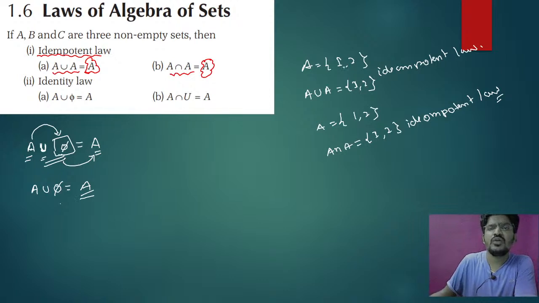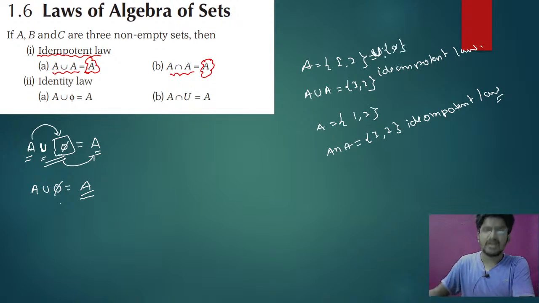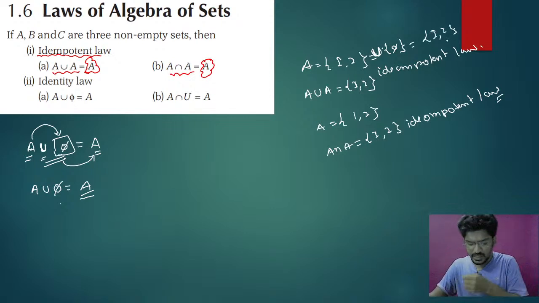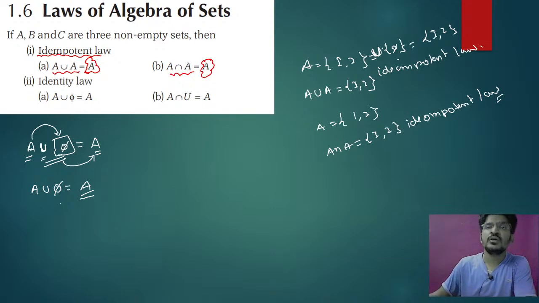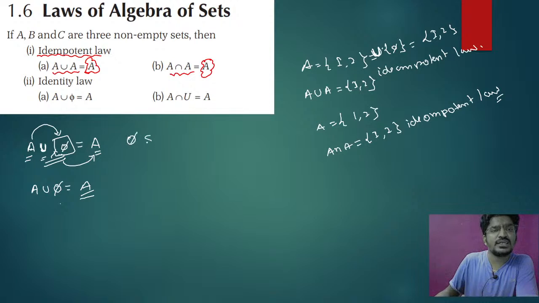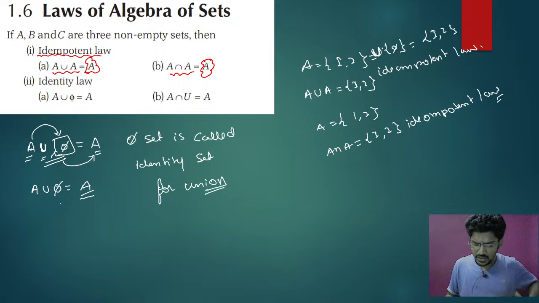So if I write A union with empty set, I will get again A. For example, you have here A, you take union with empty set. That's why it again becomes {1, 2}. Clear? So that means here empty set is called identity set for union.